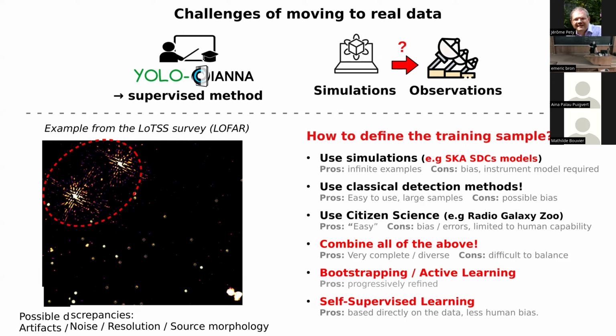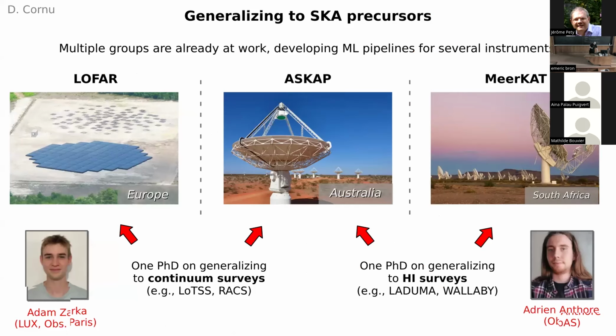Or we could completely try to move away from supervised learning and use a self-supervised method, for example, as a pre-training step on the data that we want to target themselves, and then still do a small supervised learning refinement at the end using either simulation or labeled observations. So just to show you that we are actually working on such applications, we have 2 PhD students that are working on that.